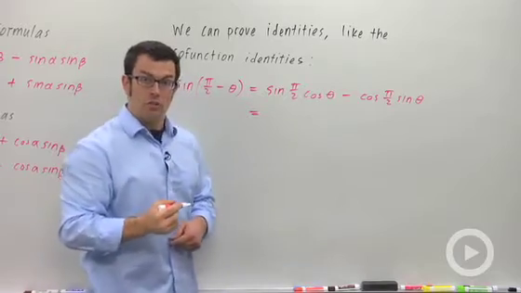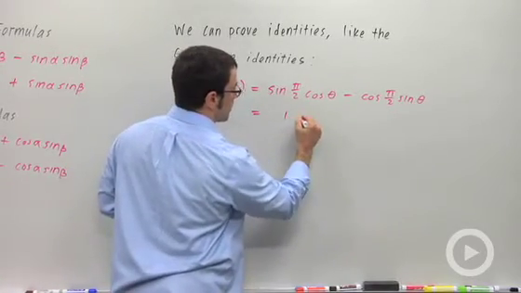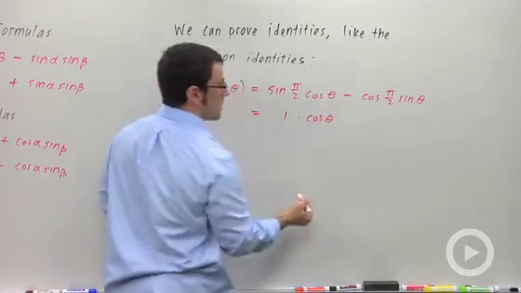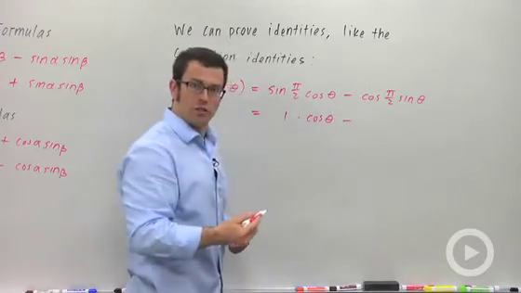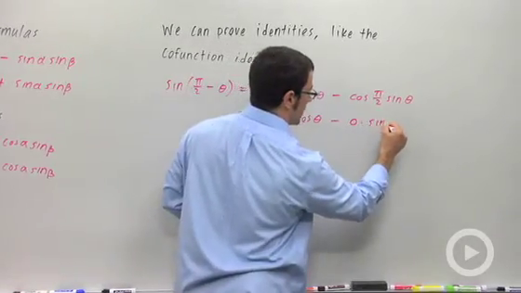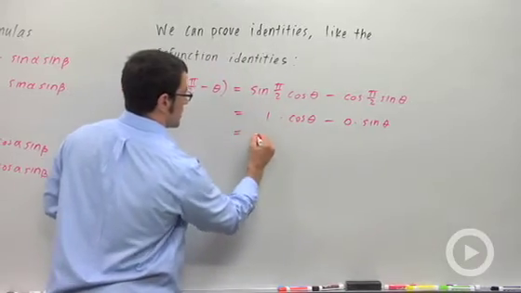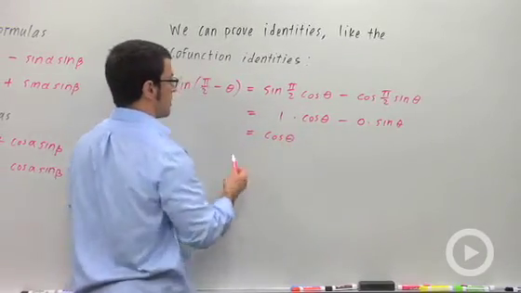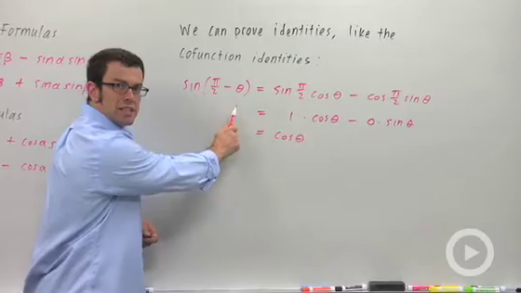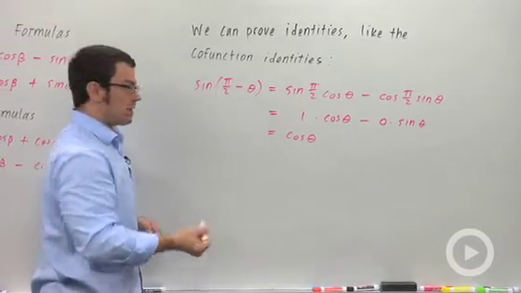Now, sine pi over 2 is 1 times cosine theta. Cosine pi over 2 is 0, 0 times sine theta. So this just becomes cosine theta. And that's the formula we remember. Sine of pi over 2 minus theta equals cosine theta.